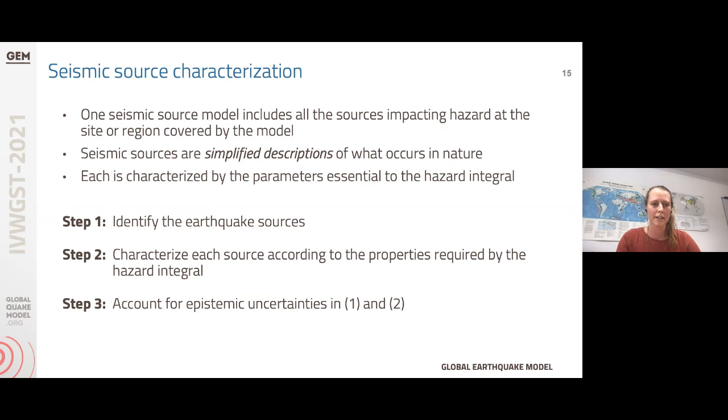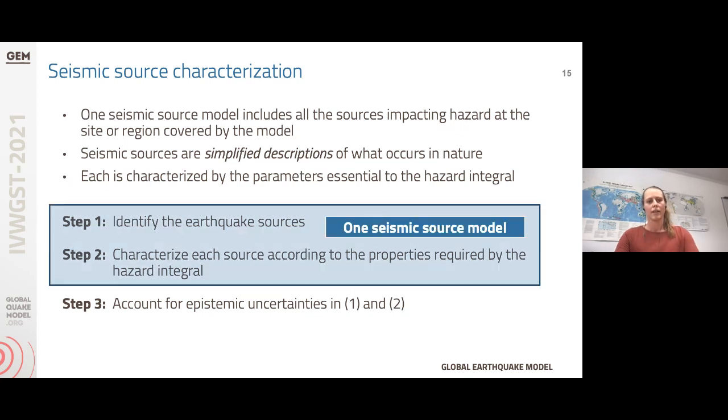So breaking this down into three main steps. The first is to identify the earthquake sources that are relevant to the site or region. The second is to characterize each source according to these properties that are necessary. And then finally, to account for the epistemic uncertainties in 1 and 2. In principle, the first two steps comprise a complete source model, and so this is sufficient to evaluate the hazard integral.